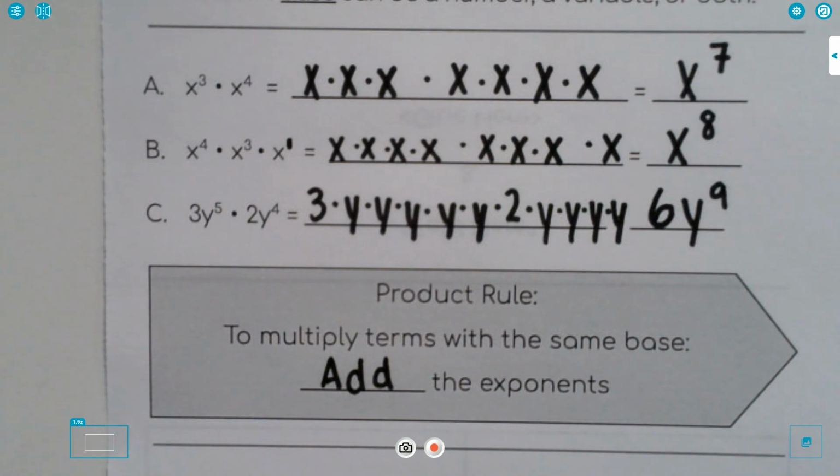All right, any questions about those? Okay, let's move on down to these next guys then.